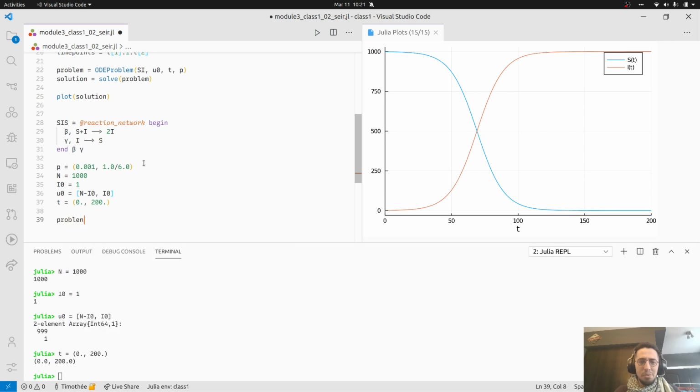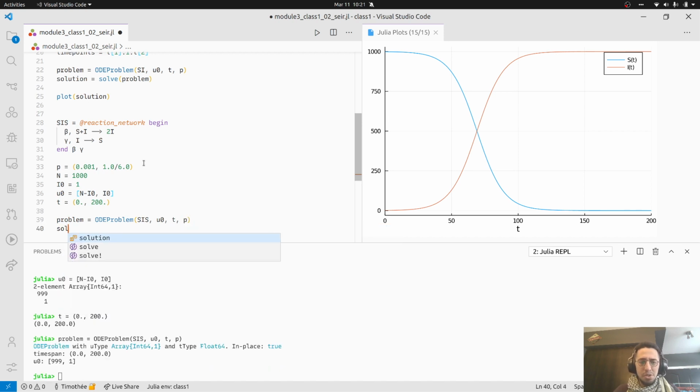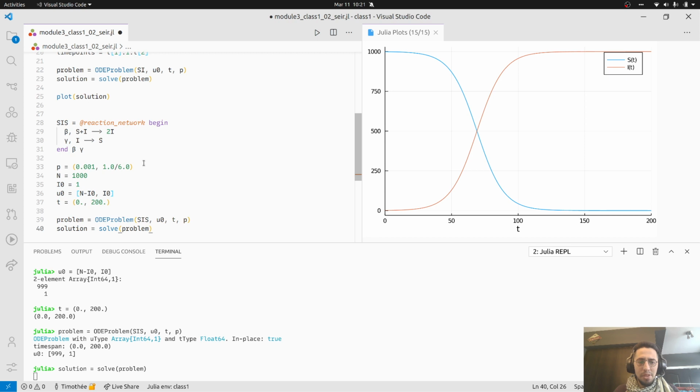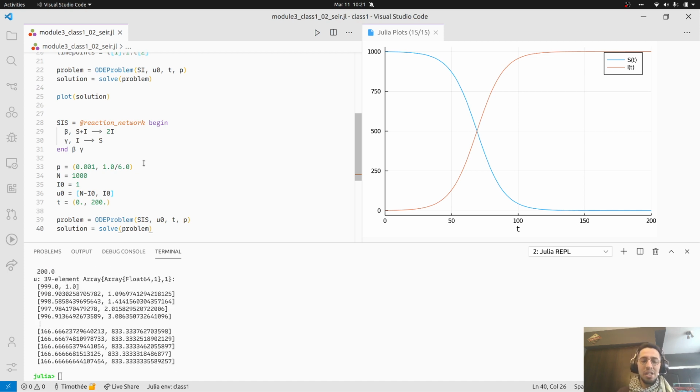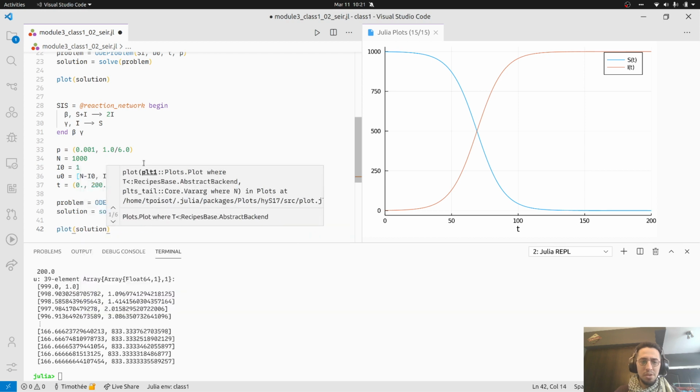And we are going to define a problem, which is an ODE problem, not an ODE function. That is SIS, u0, tspan, p. And the solution to that is, as before, we solve the problem. So that's a new function. It needs to be compiled. It needs to have a little bit of time for pre-compilation, but now it's done, and we can plot the solution.